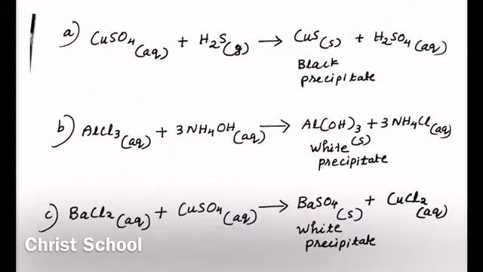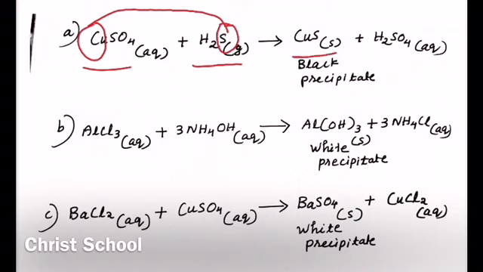First of all, copper sulfate and hydrogen sulfide. So what is the exchange? The first cation with the second anion, that is copper and sulfide. Copper and sulfide, what will be the name of the product? Copper sulfide. Find the formula of copper sulfide. You will get CuS: copper Cu2 plus, sulfide S2 minus. By exchanging valencies you will get CuS.